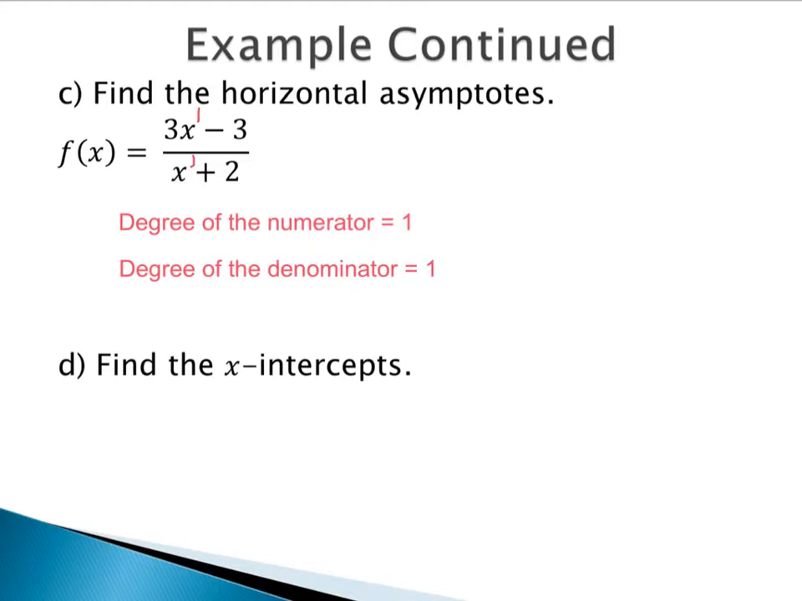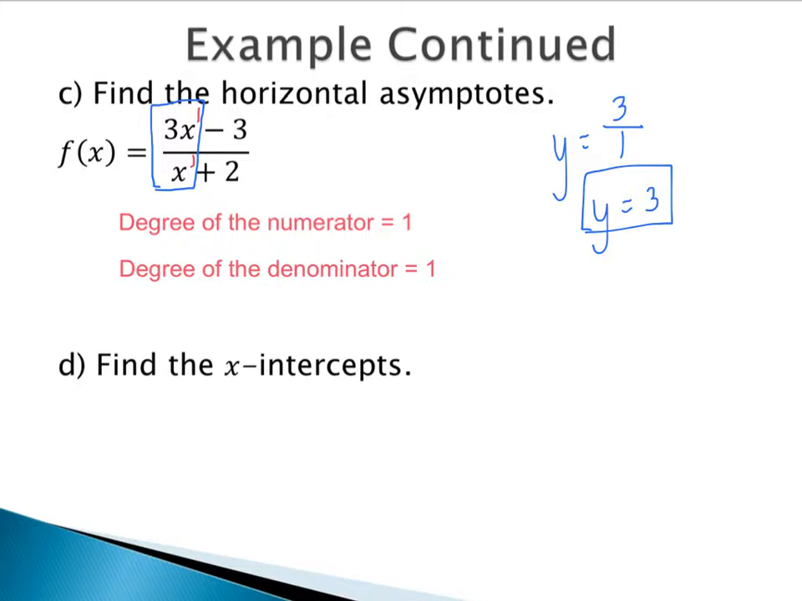When the degree of the numerator is equal to the degree of the denominator, the way that we find the horizontal asymptote is by taking the coefficients of those terms. So that means we have y equals the leading coefficient of our x in the numerator is 3. The leading coefficient of the x in the denominator is 1, so that gives us that our horizontal asymptote is y equals 3. Just like with our vertical asymptote, we need to make sure that we express it as a line, so we need to have that y equals in there.